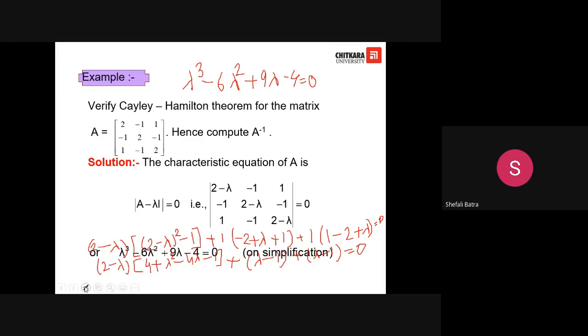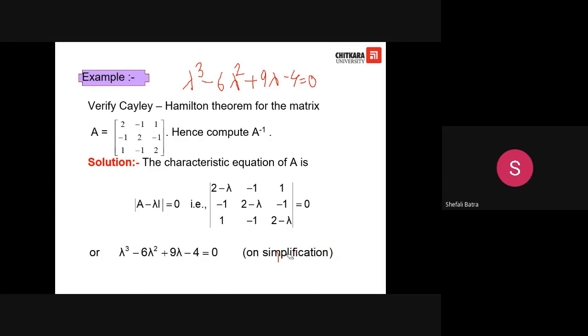I think we also have the same. Lambda cube minus 6 lambda square plus 9 lambda minus 4 is equal to 0. So this is your characteristic equation. Now, what does the Cayley-Hamilton theorem say? The given matrix satisfies its own characteristic equation. Now we need to check whether Cayley-Hamilton theorem is verified or not.